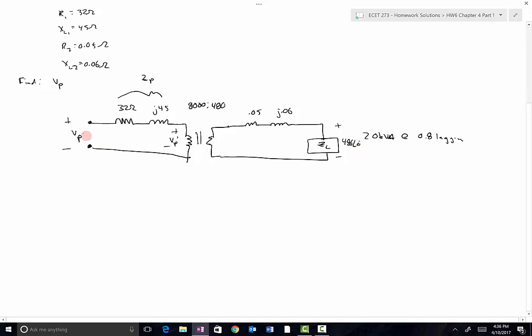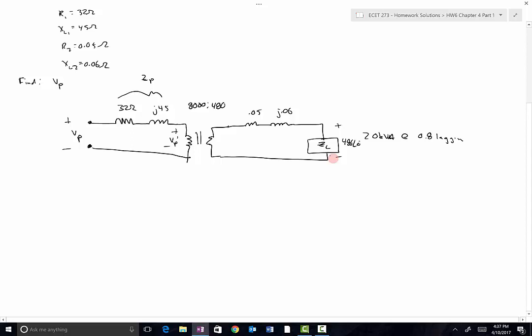The technique again is that we can refer everything in the secondary circuit over to the primary side of the circuit. We can't directly reflect the impedance over because we don't have one, so what we'll do is use the rated kVA and voltage to determine the current flow in the secondary, and then we can also determine ZL prime. Once we know that, we can figure out what the voltages in the primary are.